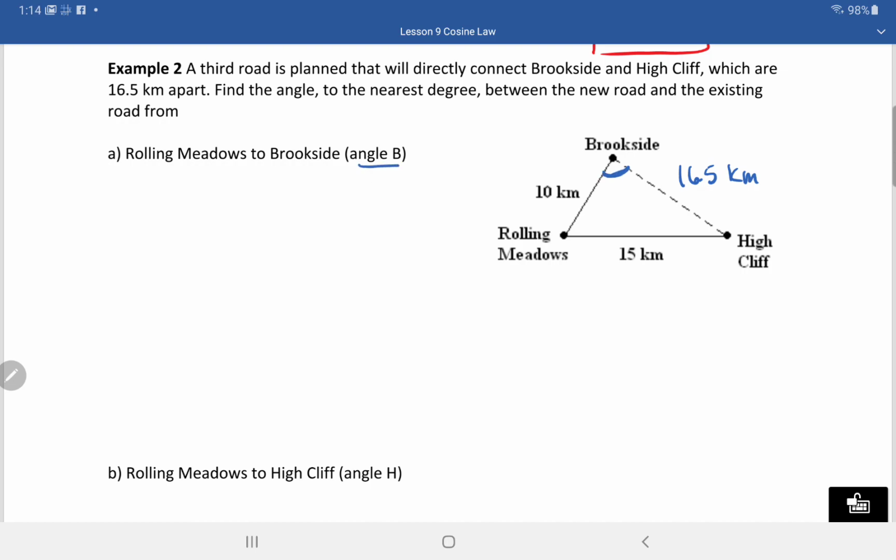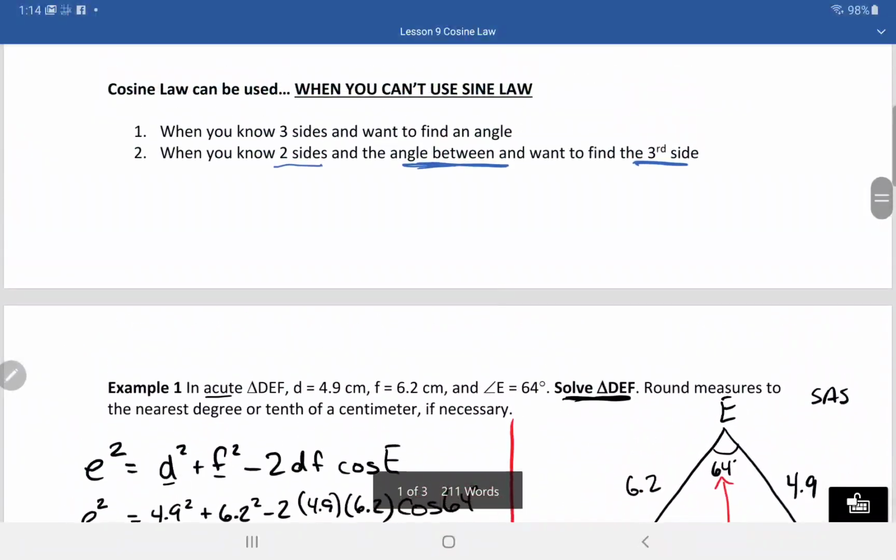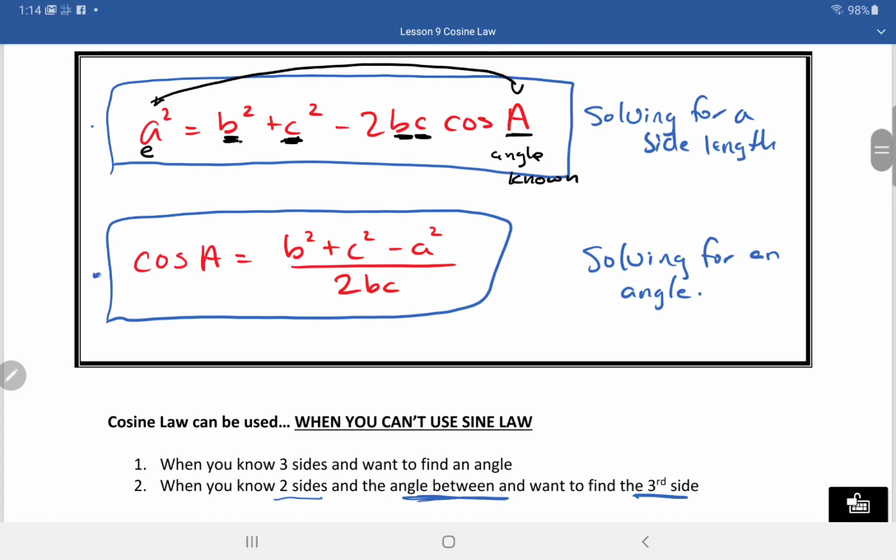So angle B. All right, in this case, we know all 3 sides and we know no angles at all. So we're going to have to use the version of the formula that starts with cos. So we're using this version. Keep in mind, this formula is for solving for angle A, and we're trying to solve for angle B in this question.